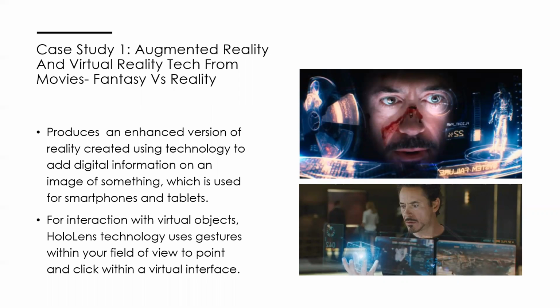The most commonly used movie reference to portray how we will use AR to interact with virtual objects is Iron Man. Here, Tony Stark starts up with JARVIS and can grab and turn virtual objects out of the air using only his hands. Google and Samsung and other companies are trying to make augmented reality with contact lenses a reality in real life. For interactions with virtual objects, HoloLens technology uses gestures within your field of view to point and click within a virtual interface.